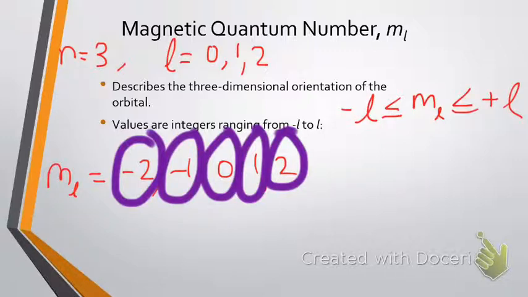Okay, we only have one possible s, we have 3 possible p's, and then we can have up to 5 possible d's, corresponding to the values of m sub l.